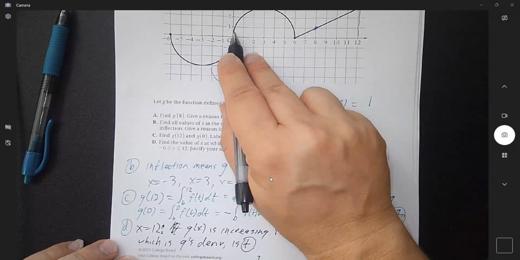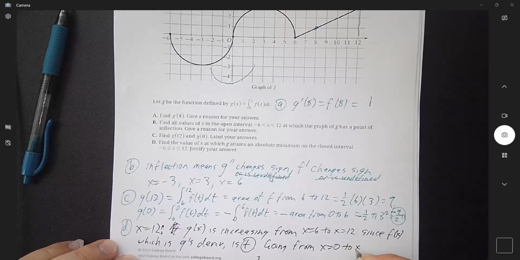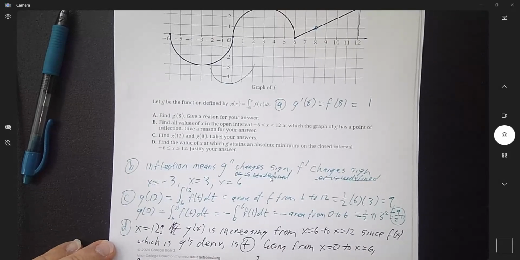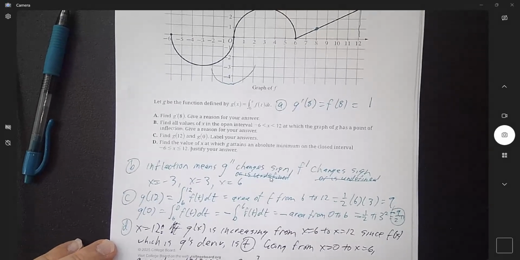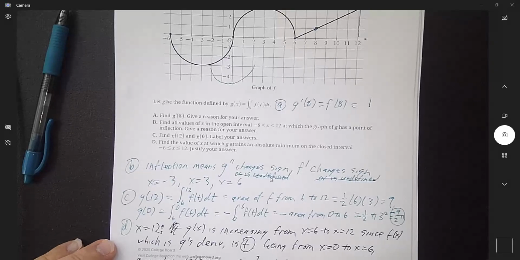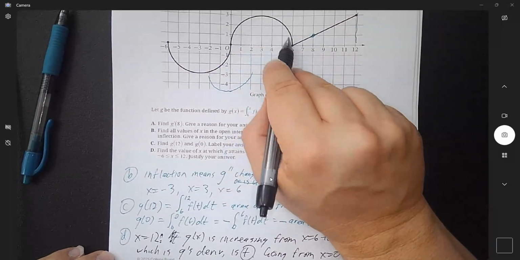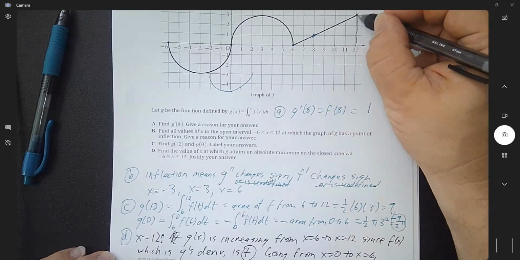Okay, so g must be increasing because f is a positive number. Now, going from x equals 0 to x equals 6, g is also increasing since g prime, which is f, is positive. So that means that g is going up, up, up. So this must be the absolute maximum.